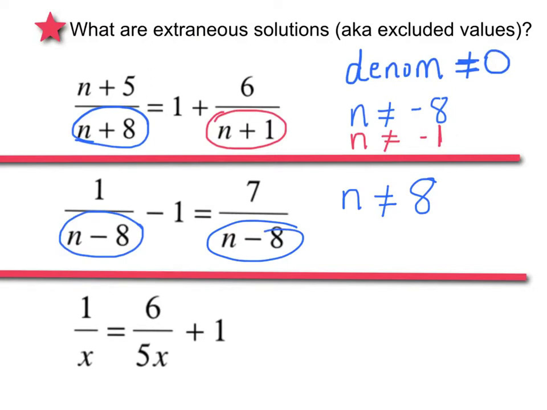And finally, down at the bottom, here's the denominator. What makes that denominator 0? If x is what number? Well, if x is 0, so x cannot be 0, because you can't have 0 in the bottom of that fraction. Here's another denominator. 5 times something equals 0. 5 times what would be 0? 5 times 0 would be 0. Well, we've already stated that. x cannot be 0.